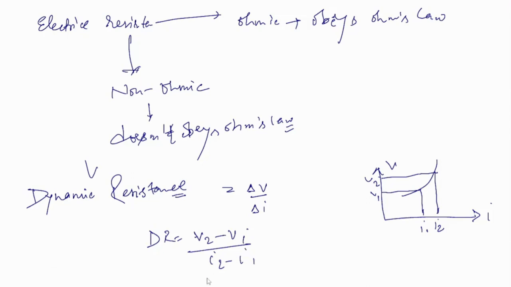Its unit will be volt per ampere. See, the unit of resistance is basically volt per meter, oh sorry, volt per ampere, that is ohm, right? Dimensional formula you can derive.